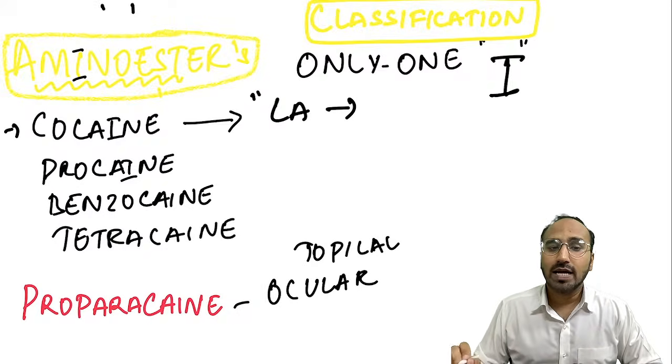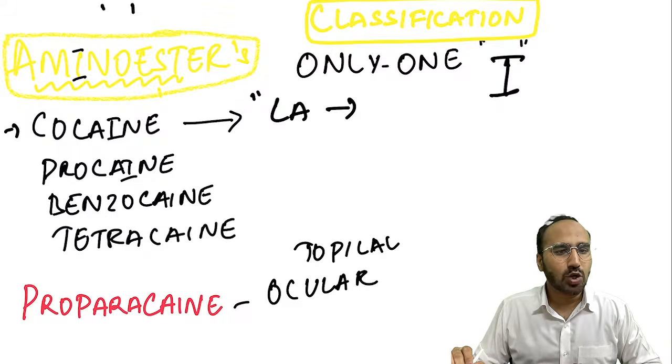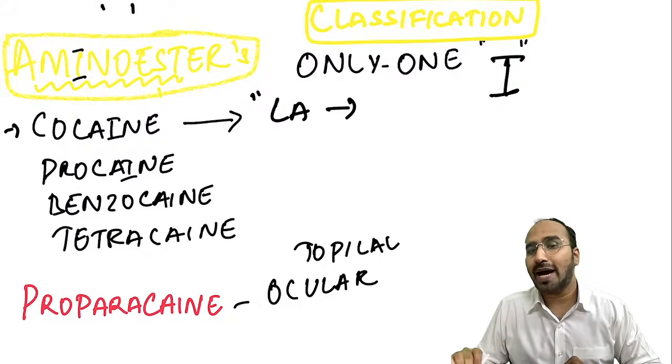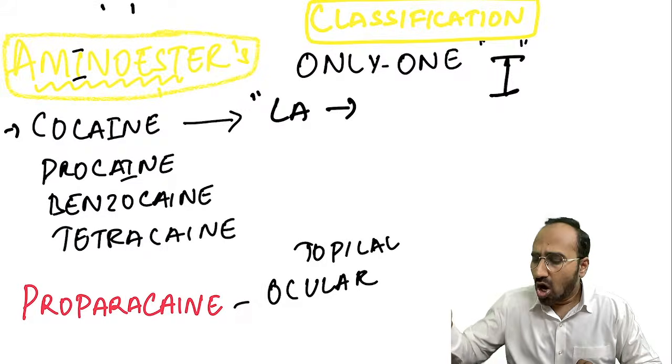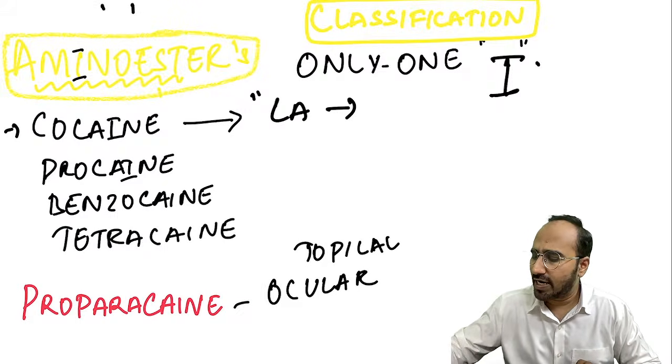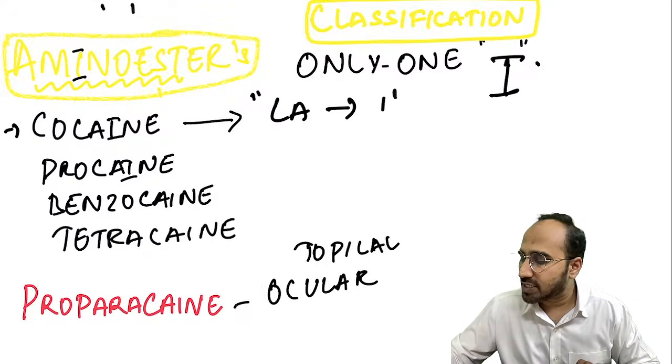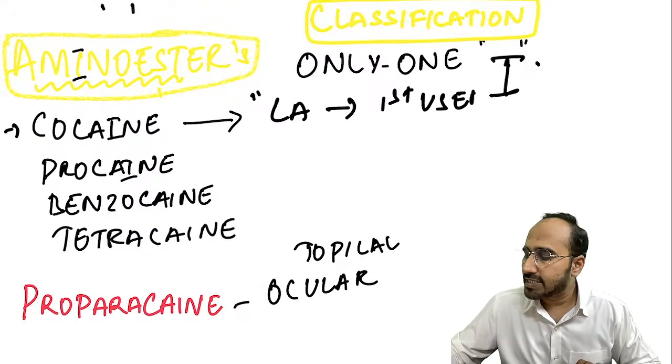Now guys, look over here. In amino esters, what are the types of local anesthetics? Cocaine, procaine, benzocaine, tetracaine, proparacaine. How will you remember? All the amino esters have one I. Okay? Remember, the first local anesthetic used was cocaine.